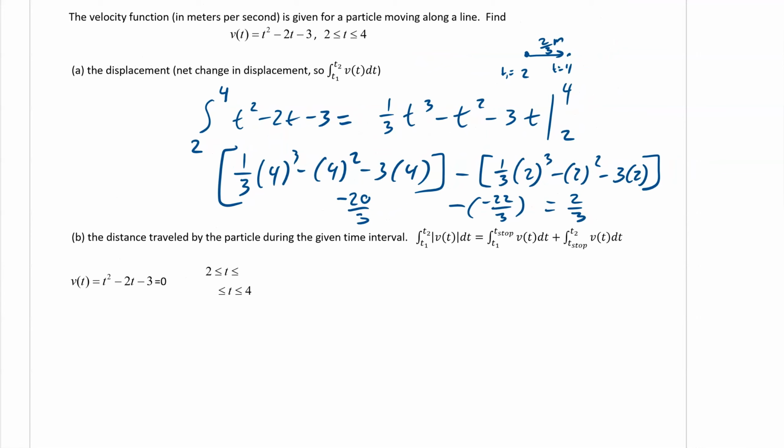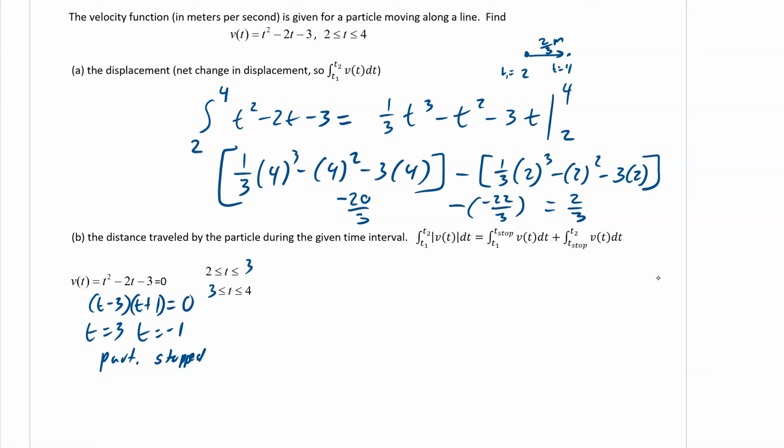So what we have to do now is break it up into its parts. So when did our particle stop? That's when our t values give us 0 for the velocity. So t minus 3, t plus 1. So at t equals 3 and t equals -1, our particle stopped. So which one is within that interval?